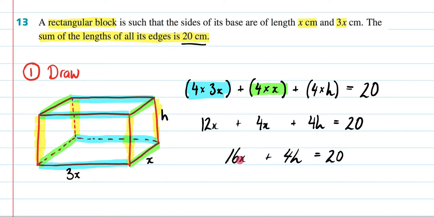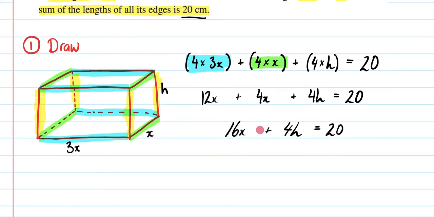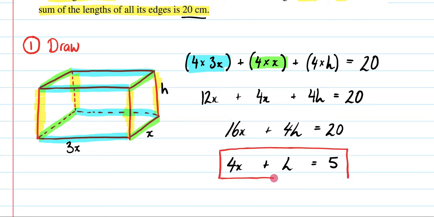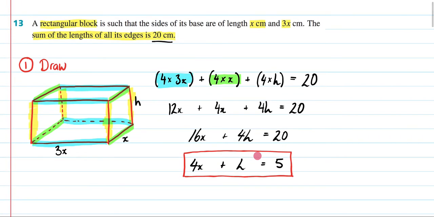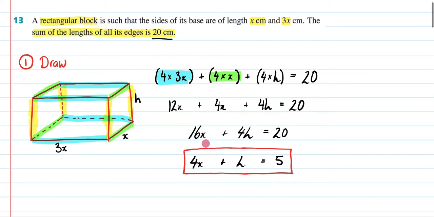I might even try to simplify that a little bit. I can divide both sides by 4, which means I'm going to be left with 4x plus h is equal to 5. And that right there is a nice little equation that I am sure is going to be very useful later on. So notice that we haven't answered any questions yet. We are literally just contemplating the question itself, drawing it out, figuring out an equation based on what they've told us. Let's now move on to the questions.